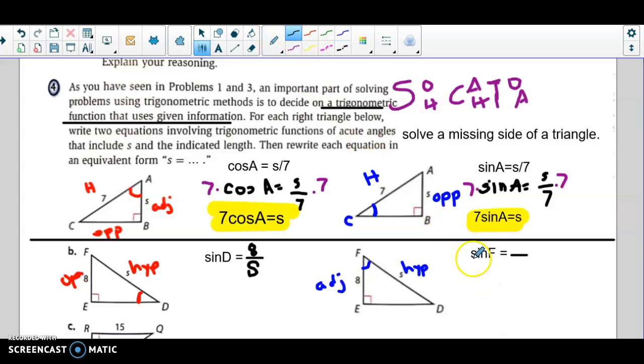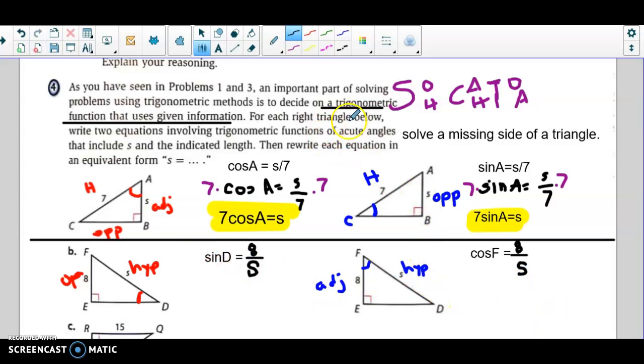No, we're not using sine. That's wrong. Adjacent over hypotenuse. So CAH TOA. That's my fault. I got distracted. I was looking at the time. That's what it was. Cosine of F is equal to 8 over S. So it's going to be equal to 8 over S, like that. Okay?